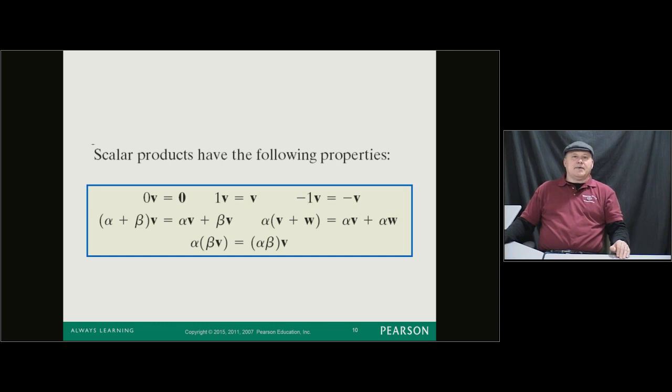And then if you have alpha plus beta times v, you can distribute. So it'd be alpha v plus beta v. And if you have alpha times v plus w, then you can distribute the alpha that way. All of these properties you're seeing here are the same properties that you would see when dealing with real numbers. They're basically telling you that vectors behave with the same properties as real numbers do, at least with what we've seen so far. Will that change? Hold on, we'll see.